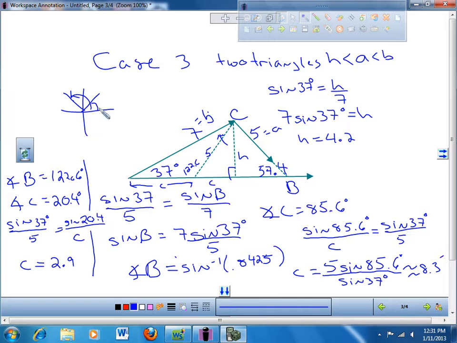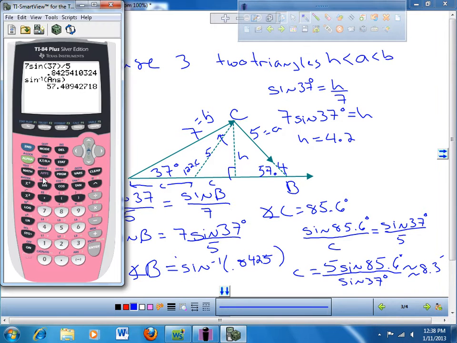It's 0.8425 over here, and then it's 0.8425 over here. See, if I did sine of 122.6, I should get out 0.842, same thing, see? Approximately, because I rounded off.